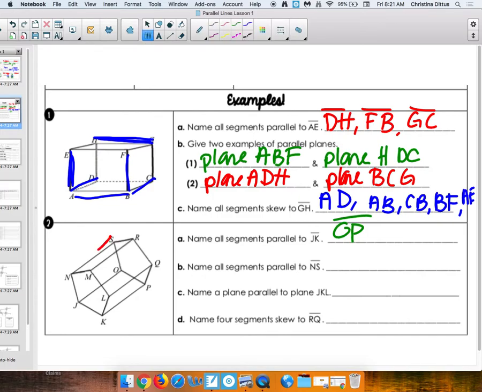If I have NS, what are some things that are parallel to that? KP. QL, I heard. What else? KP. JO. And one more. MR. Good.